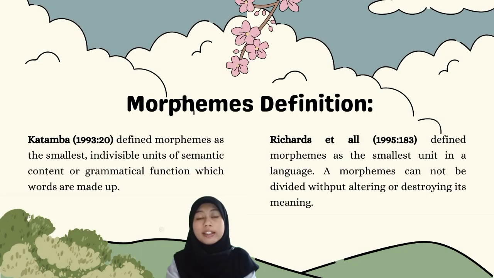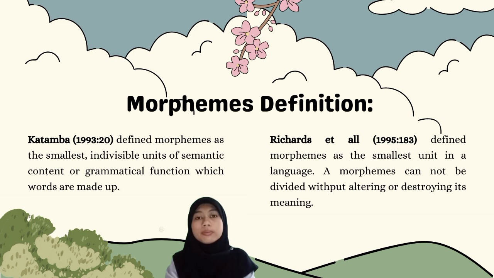Okay, thank you. Now I will explain about morpheme definition. A morpheme is the smallest linguistic part of a word that can have meaning. In a word, it is the smallest meaningful part. Examples of morphemes are un, break, and able, which form the word unbreakable.